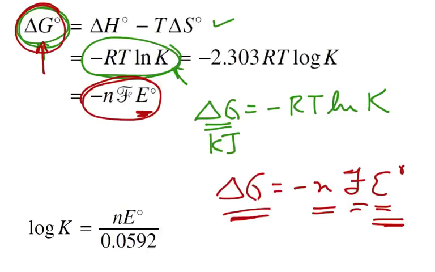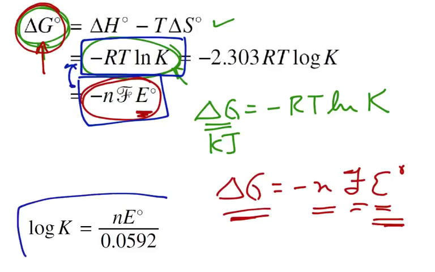Now if delta G equals this and delta G equals this, then these two are equal to each other. We can put that together and rearrange it a little, and we come up with the equation on our triangle, which has a lot of different variables. At 25 degrees, all those constants go in, and we end up with this equation: the log of K is equal to NE over 0.0592. Again, N is the number of electrons that were canceled. Here's our voltage, and here's our equilibrium constant. So if you know E, you can find K. If you know K, you can find E.